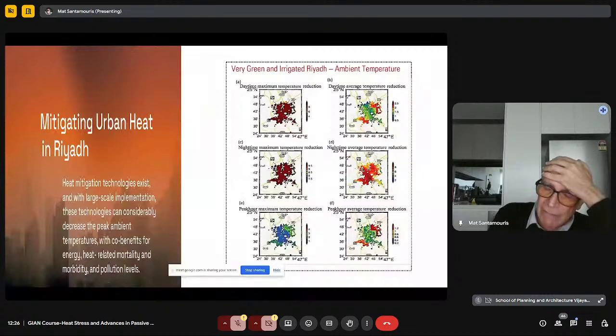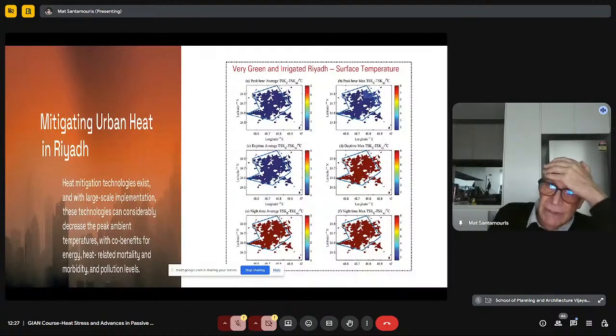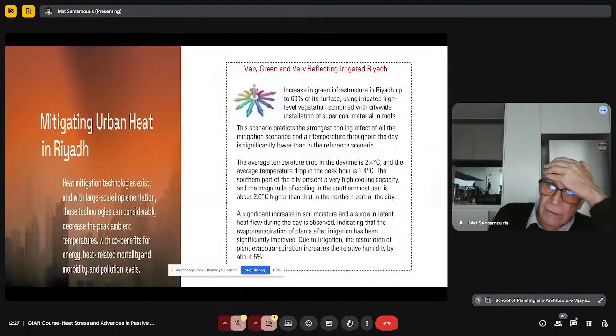And the reduction of the temperature during the nighttime may be as high as 9 or 10 degrees. So it seems that this is a very good solution. Of course, it's very difficult to increase the green infrastructure in the city by 60%, but in reality it is possible because they plan to do that. So we know now the potential of all these mitigation technologies.